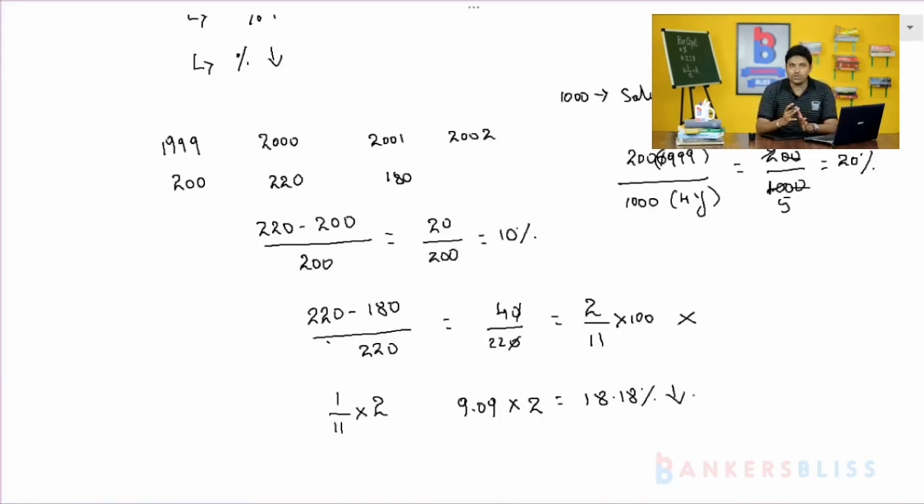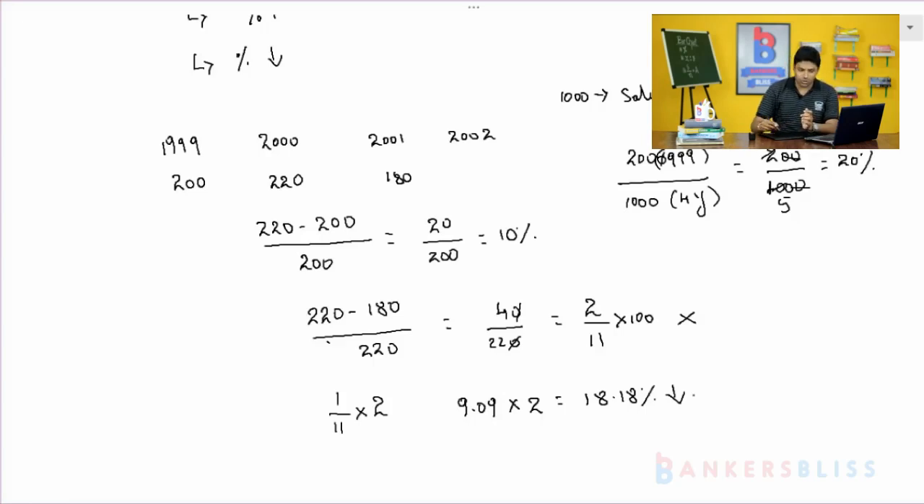You should remember the value of 1 by 11. The percentage value of 1 by 11 is 9.09 percentage. So you multiply 2 for that one, you are going to get 18.18 percentage. So after decimal value also, you are going to get the exact answer. So 18.18 percentage is decreased. This is how to calculate the percentage increased and percentage decreased.